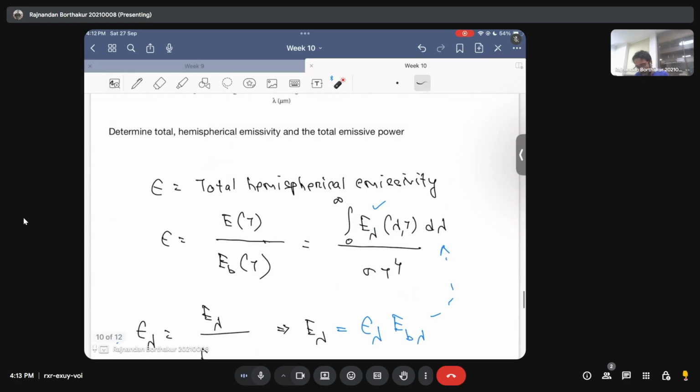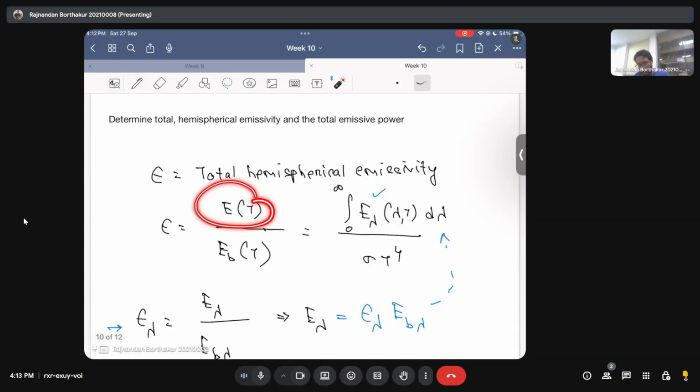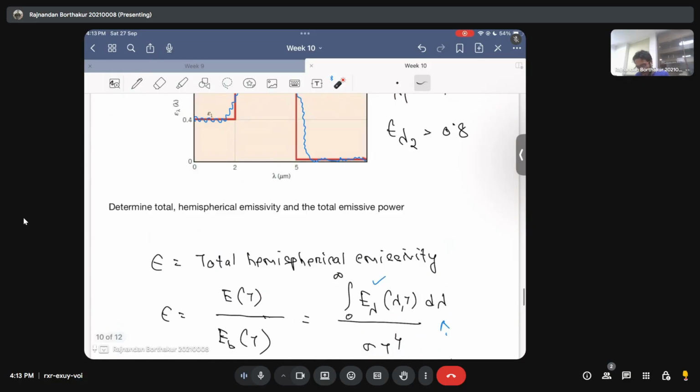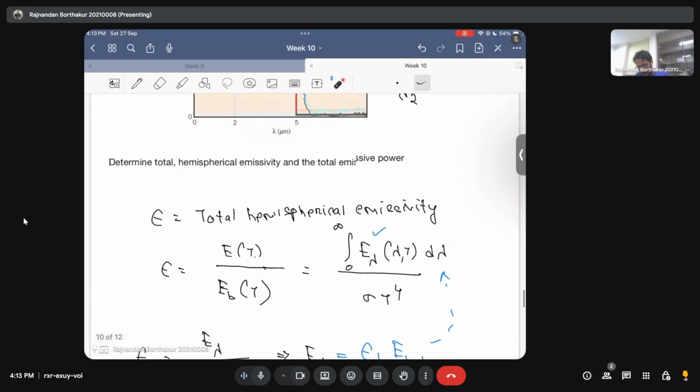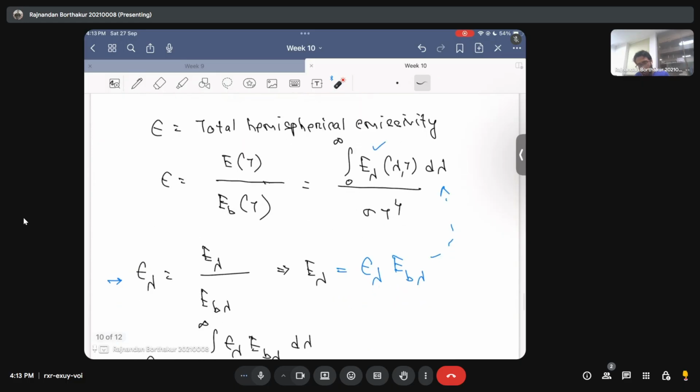Because if you remember, we started off from the very definition of total emissivity and then wrote the total emissive power of the real body as integral 0 to infinity of the spectral emissive power divided by the emissive power of the black body, which is sigma times T raised to the power 4. That's an important step that we did. And then in order to bring in the spectral emissivities, we wrote from the definition that the spectral emissivity is equal to the spectral emissive power divided by the spectral emissive power of a black body.